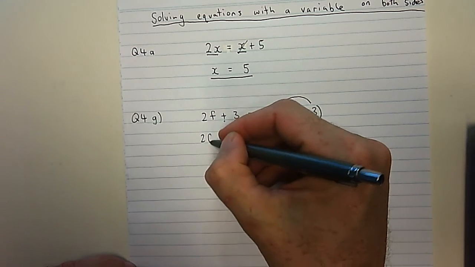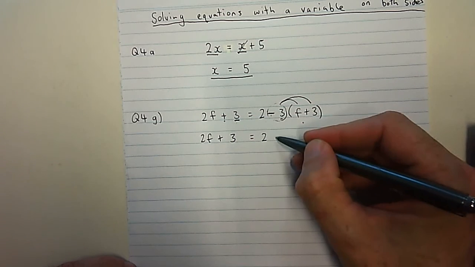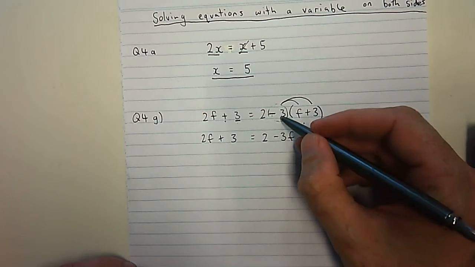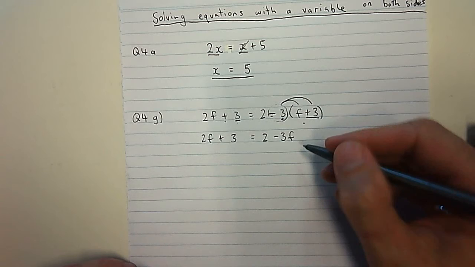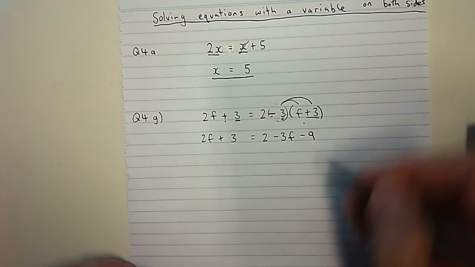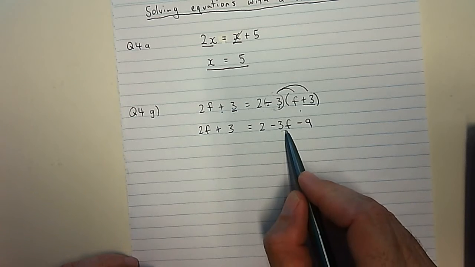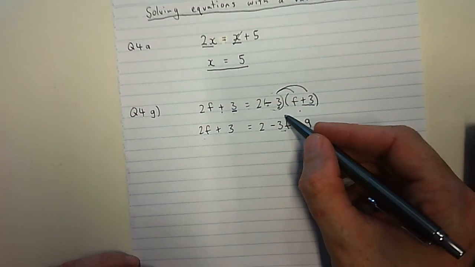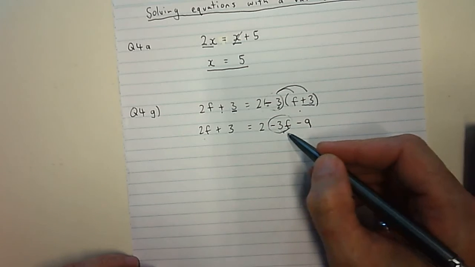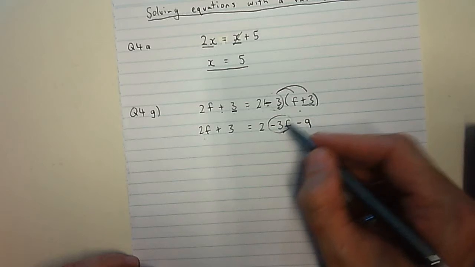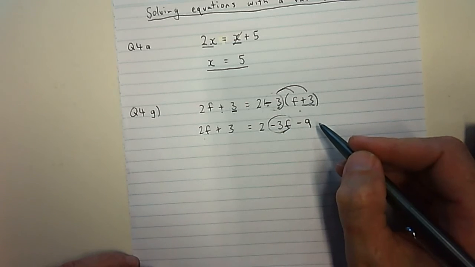So I'll rewrite the next line of my equation as 2f plus 3 is equal to take away 3f, and I've got negative 3 times positive 3 gives me negative 9. Okay? Now, again, I'm trying to get this f here onto the other side. So this is like negative 3f, or I'm taking away 3f from this side of the equation. So to get rid of that negative 3f from this side of the equation, I need to do the opposite to that. I add 3f to both sides of this.